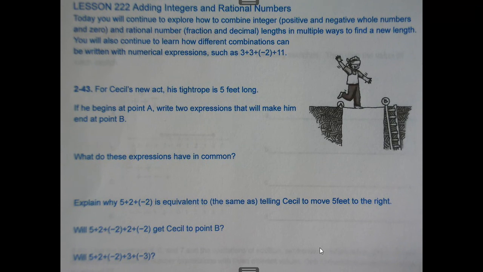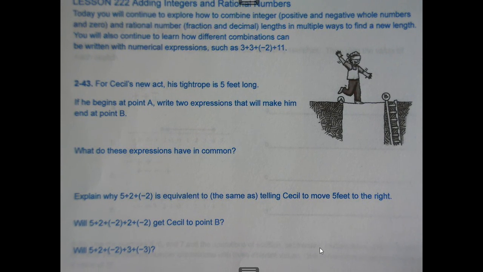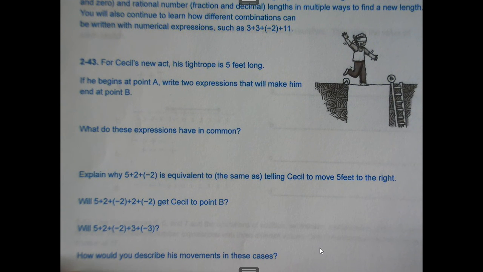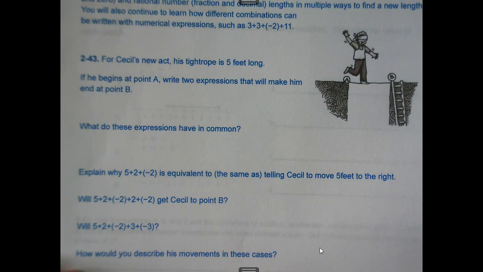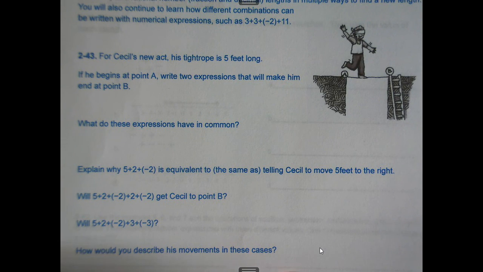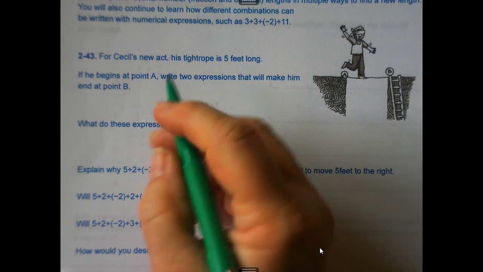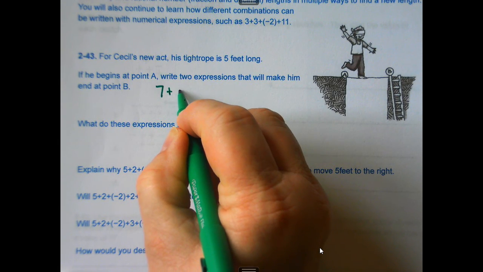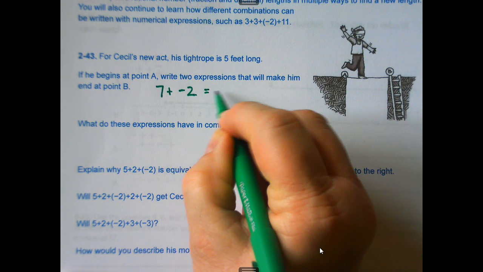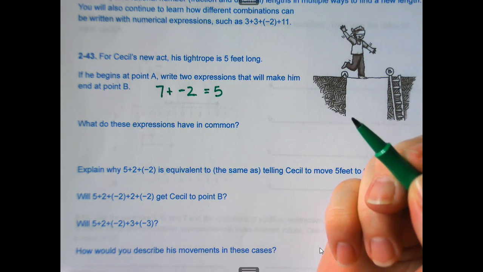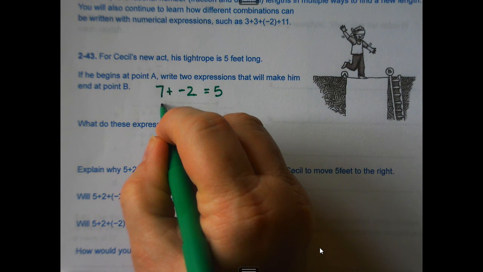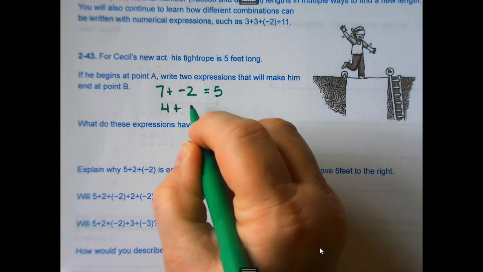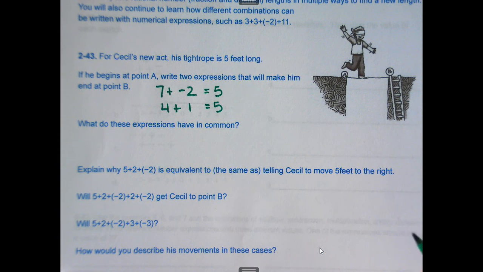All right, we're back to Cecil and his new act. It is a very short tightrope, and he is going to be moving 5 feet only. And we are supposed to, for the first one, write 2 expressions that will make him end at point B. All right, we're going to start with 7 plus negative 2, and that will end at 5. Or I could go something simpler, such as 4 plus 1 equals 5.